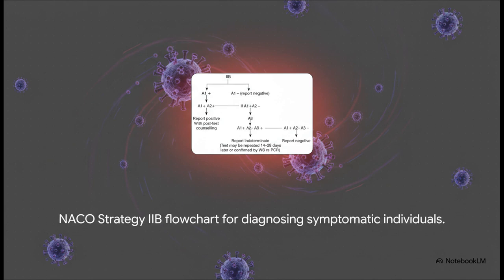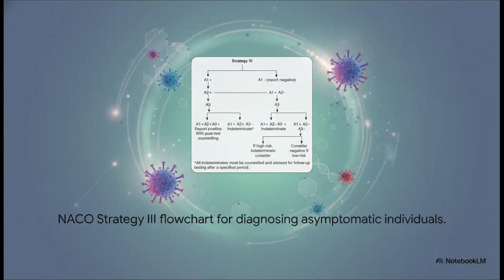Strategy IB is what's used for people who are already showing clinical symptoms of AIDS. This one requires 2 different tests. If they both come back positive, the person is confirmed positive. But if the first test is positive and the second is negative, what we call a discordant result, then a third, different test is brought in to figure out the true status. And for asymptomatic individuals, let's say someone at a voluntary screening center, the most stringent algorithm is used, Strategy 3. This one requires the sample to be reactive on 3 different tests before a positive diagnosis is ever given. This really minimizes the chance of a false positive result in the general population.